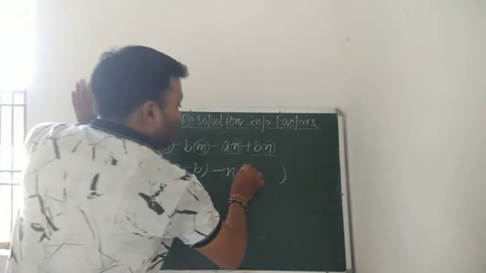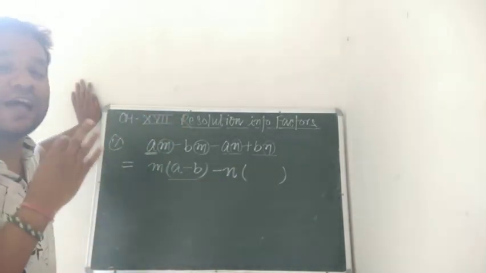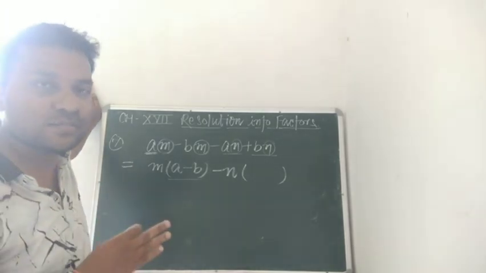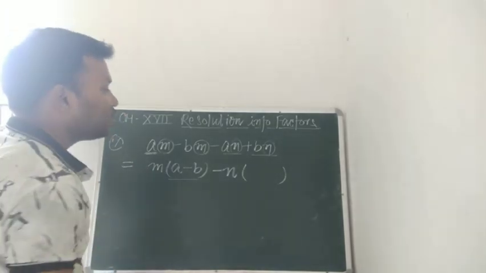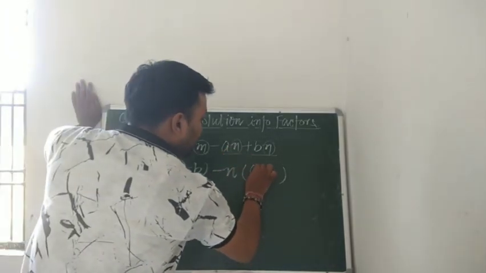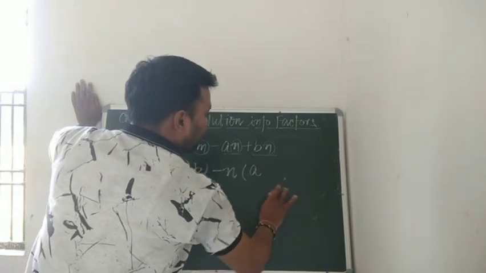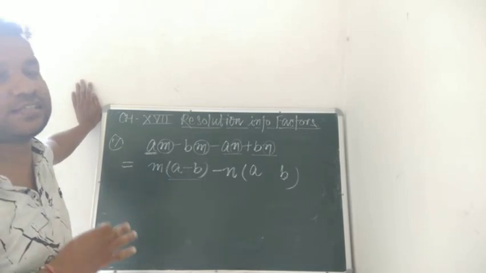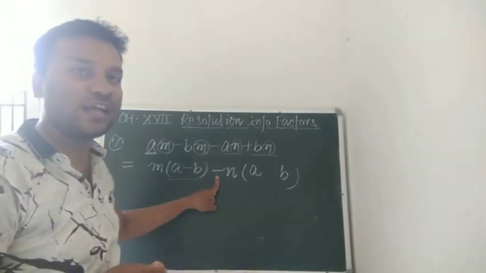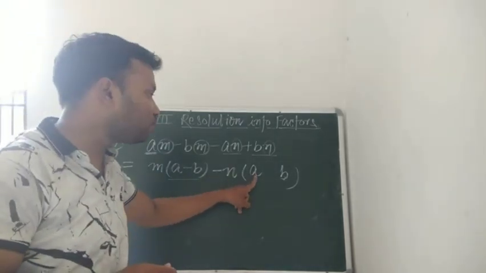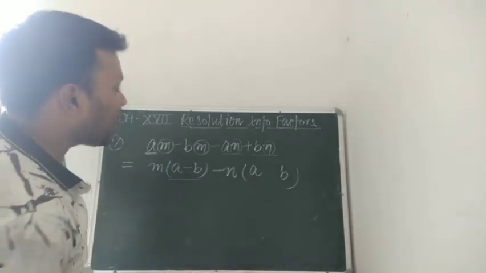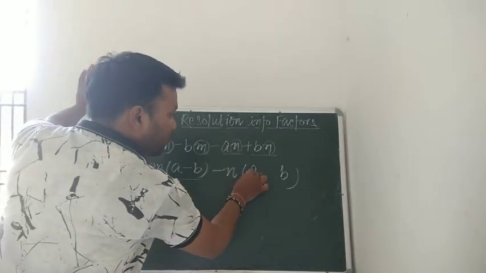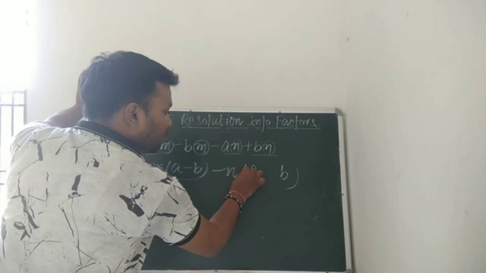Now, what are the terms which we will write inside the bracket? The first one will be A, and the second one will be B. Because we are writing them inside the bracket and there is a negative sign before the bracket, we have to change their sign. What was the sign of A here? Minus, and we have to change this minus to plus.